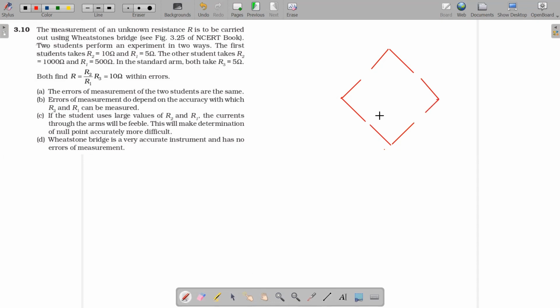Okay, this is resistance. They have taken R1, R2. The students perform an experiment in two ways. The first student takes R2, R1, and the second student takes R1, R2 values given, and R3 is common for both. Let us take this as R1 and this as R2, and R3 is a fixed value for both, which is 5 ohm.